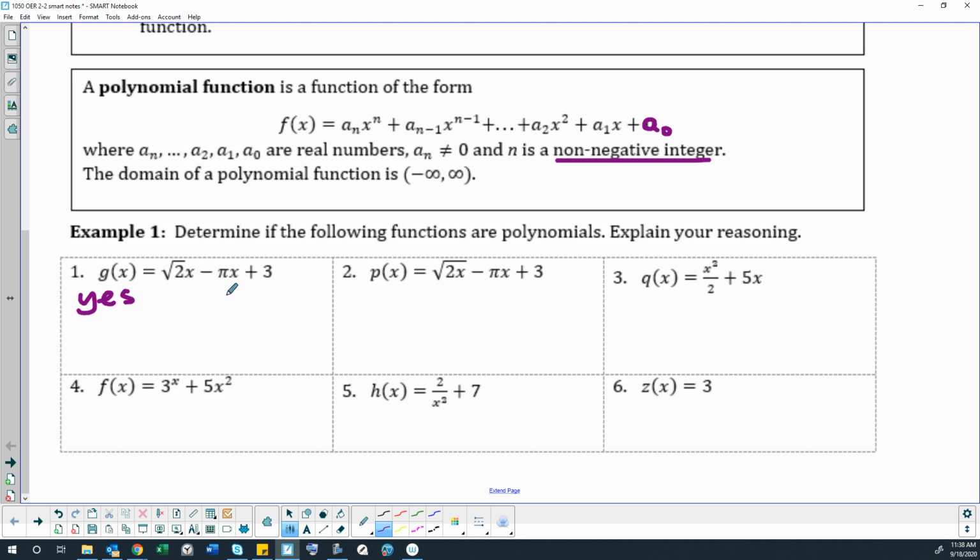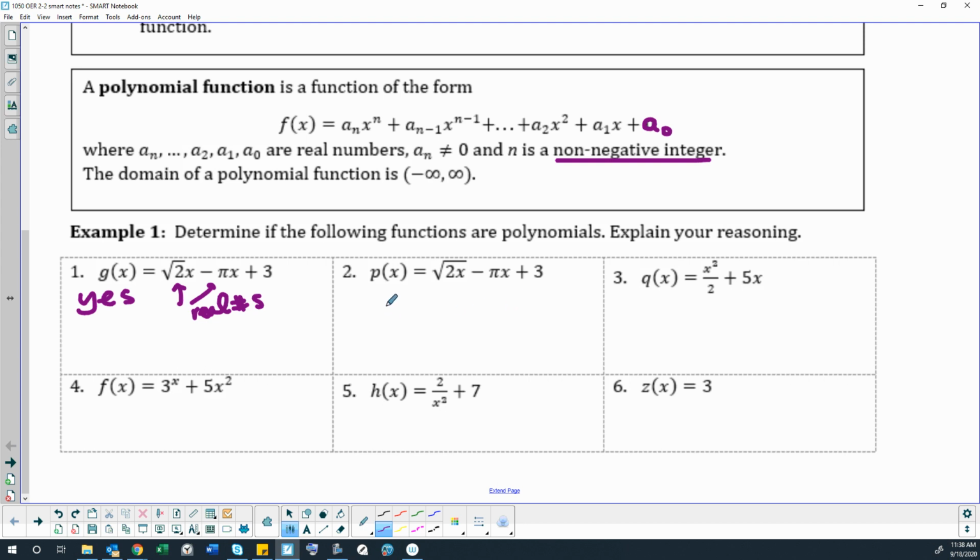Sometimes the square root and the pi throw people off, but square root of 2 and pi are both real numbers. So there is nothing wrong with calling this problem a polynomial function. Oh, real numbers, not real problems. I can't speak and write something different at the same time. Real numbers, not imaginary. Okay, let's look at number 2.